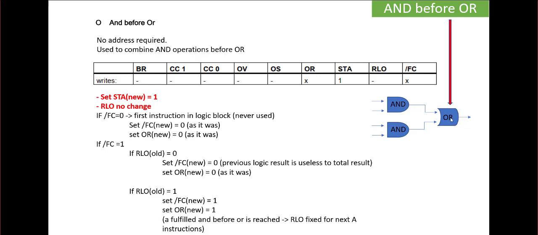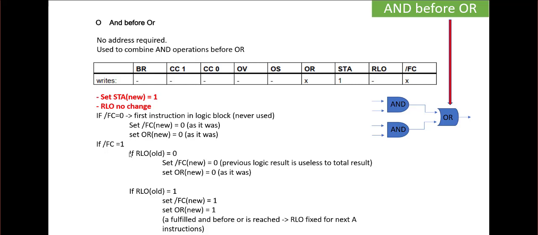So let's say that our OR operation is being evaluated, and our first AND block did output 1, then we will need to ignore the result of the second AND block. But if the first AND block result was 0, then the result of the coming AND blocks is relevant to the final result of this OR block. And therefore, let's take a look at how this actually happens.